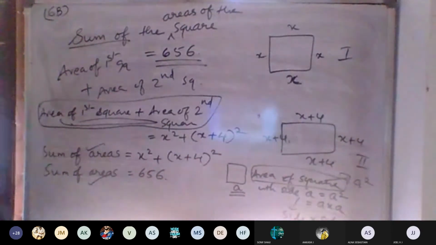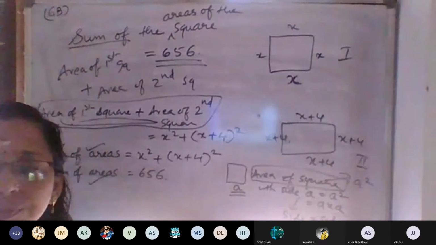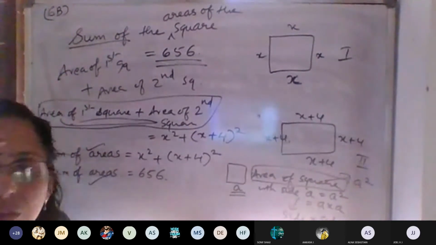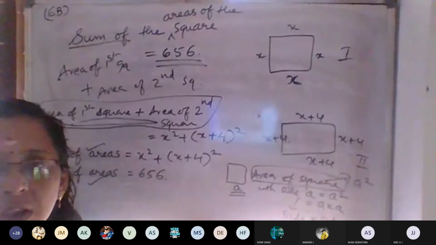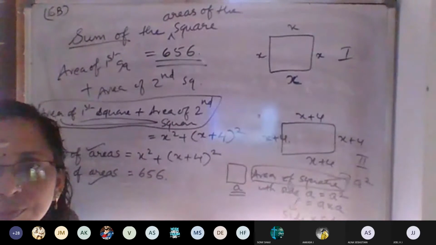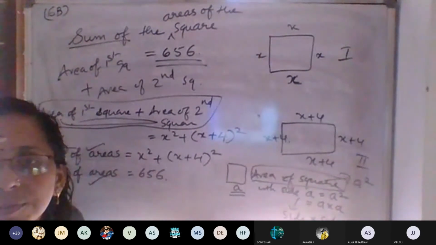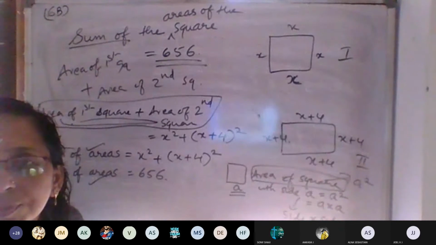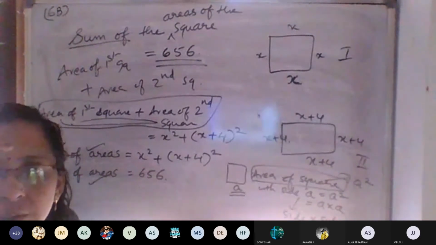Any doubt? Anyone have any doubt? Please tell me, please raise your hand. So 656 is equal to (x plus 4) whole square. Then form the quadratic equation and solve it. Any doubt up to this? Girls, any doubt? No one? Okay, then do it.